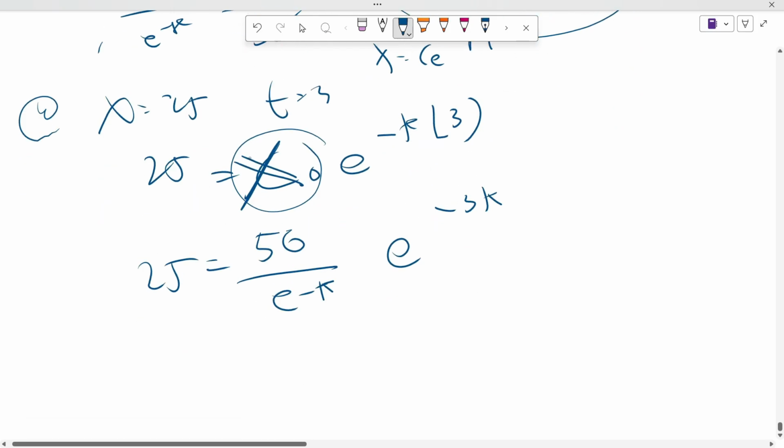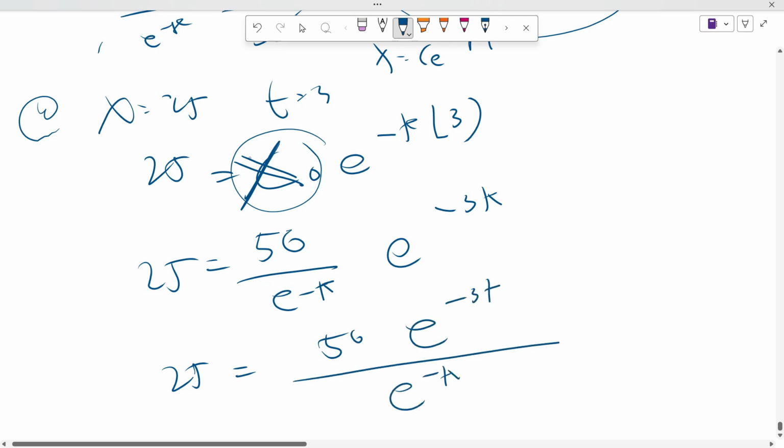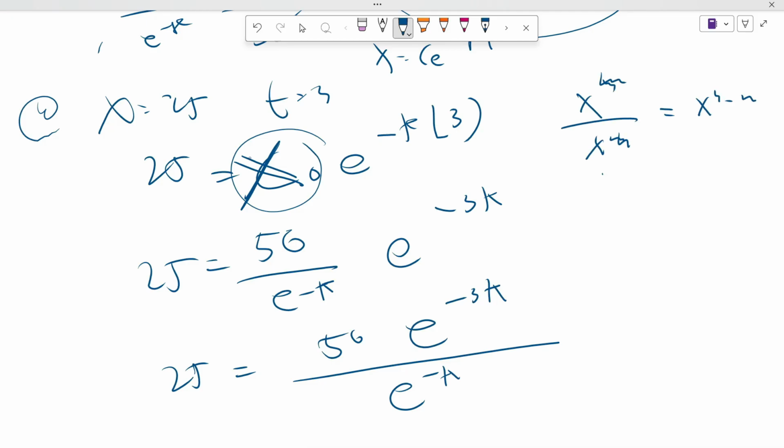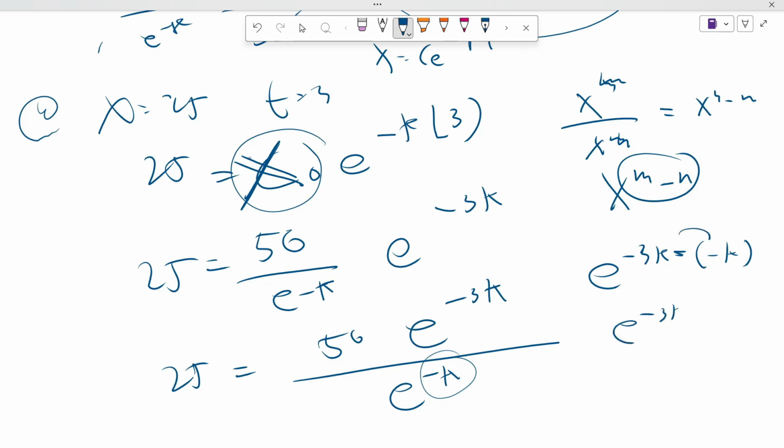So, from the law of exponents, guys, 25 equals 50 e raised to negative k, e raised to negative 3k. X^m over X^n is X^(m minus n). So it's also like this: our exponent m minus only the exponent n. So e raised to negative 3k, minus negative k, which is positive k. So negative 3k plus k is e raised to negative 2k.